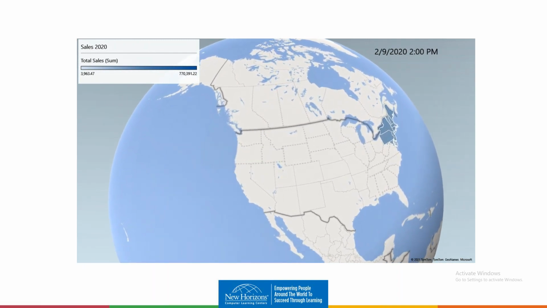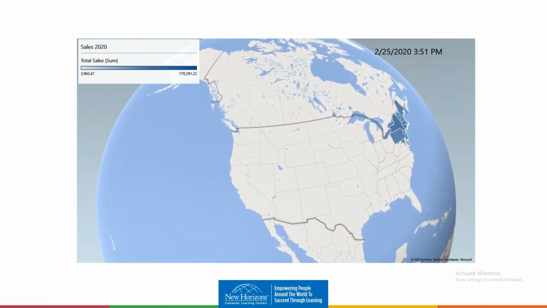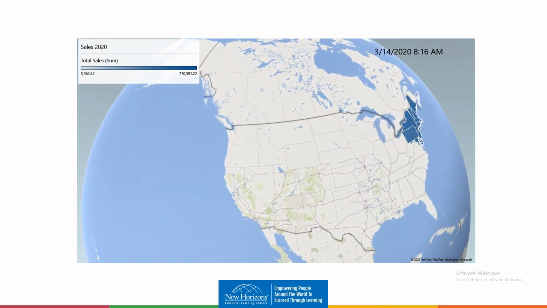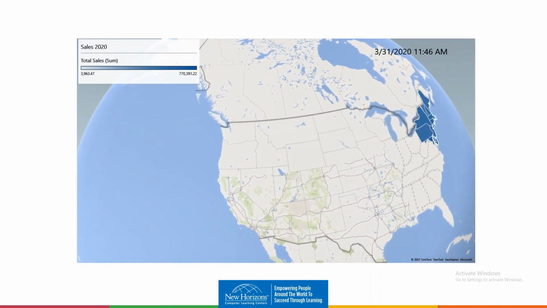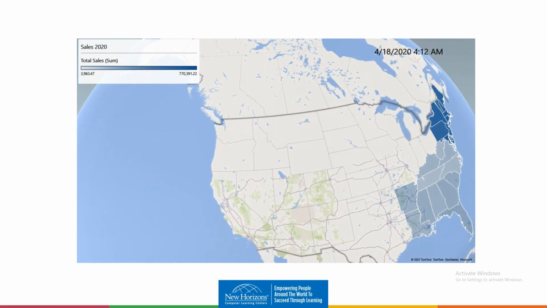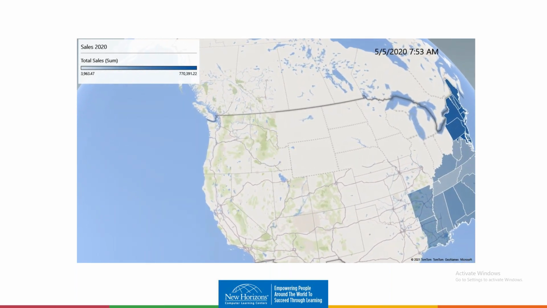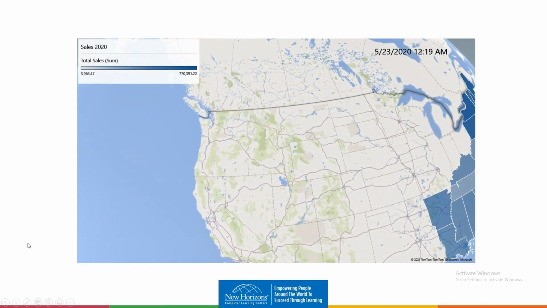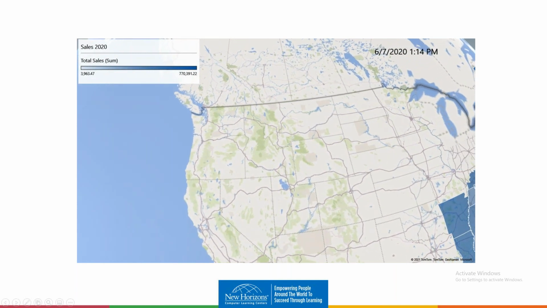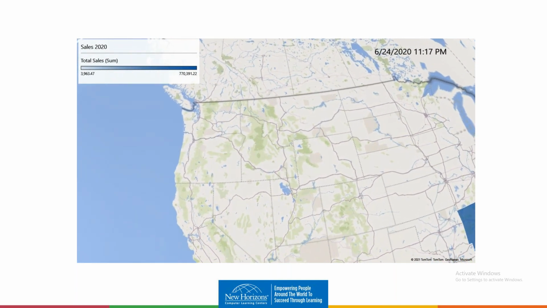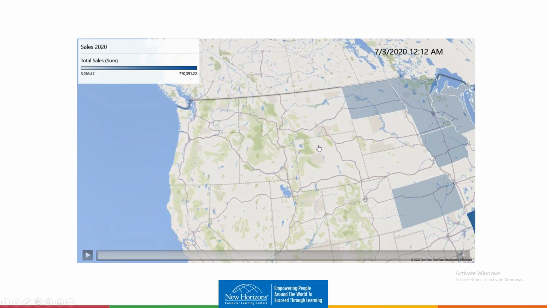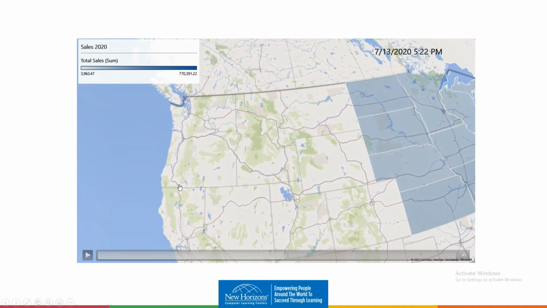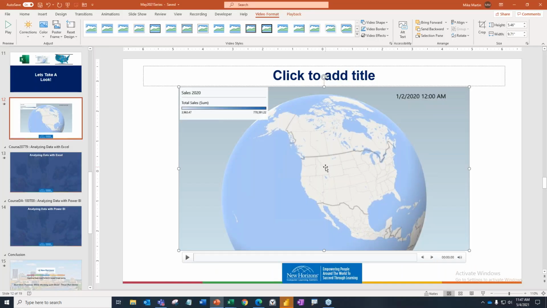And then I think it was right around the second quarter that we started to spread into, and then, you know, you go on and on. But look at this. You have a nice little video that you can now show your audience and run it any way you want. And that's how you make a video out of your 3D map.